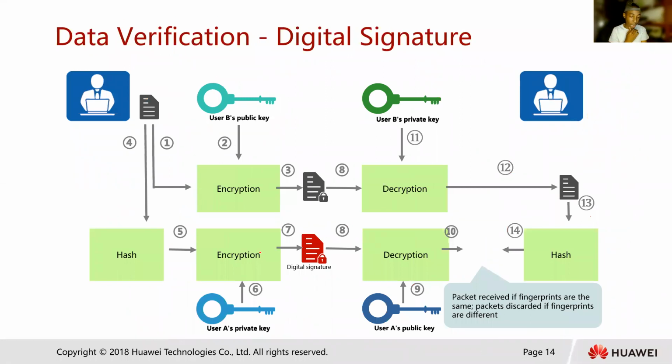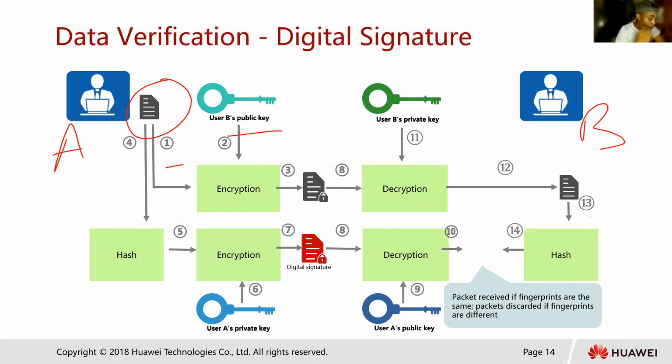I'll not go through it in a lot of detail since I've done the other side, but remember it's almost similar. So we have the plain text here. The first thing that happens to the plain text is what? Look at one. The encryption of the plain text using the receiver's public key. So you have user A, you also have user B here.